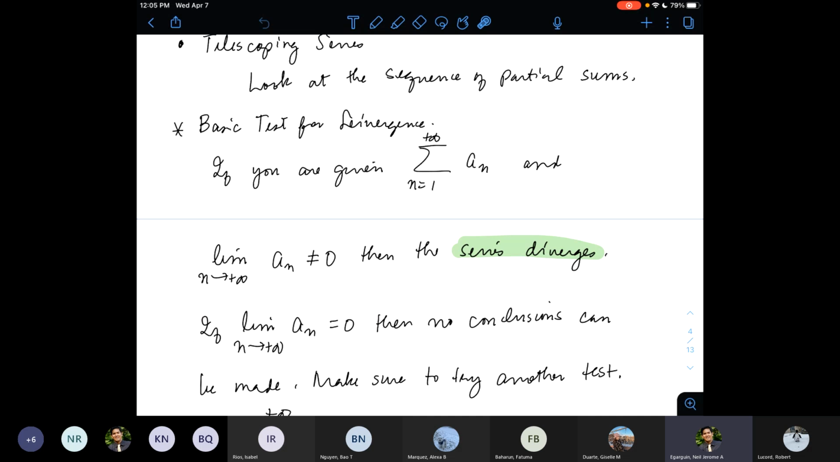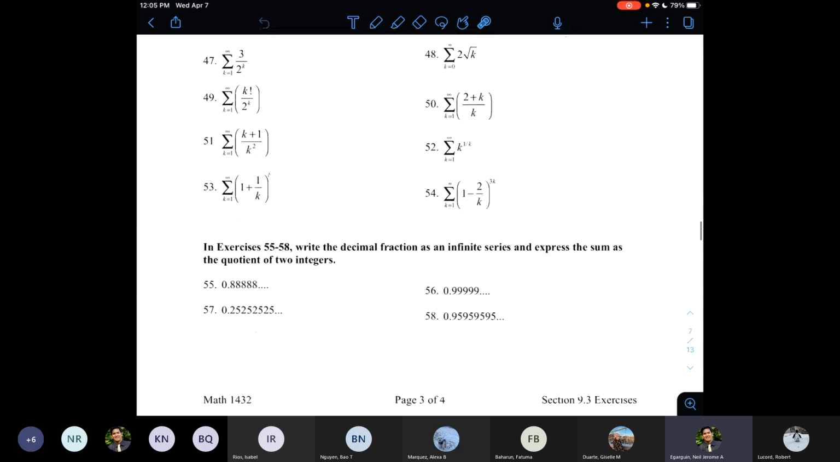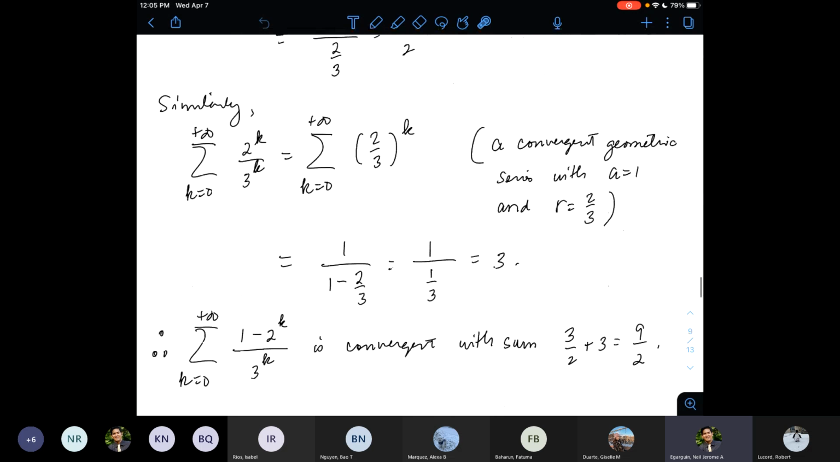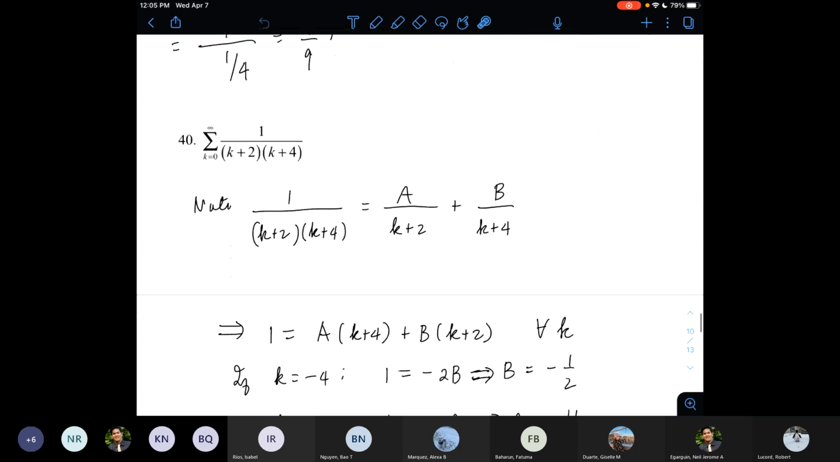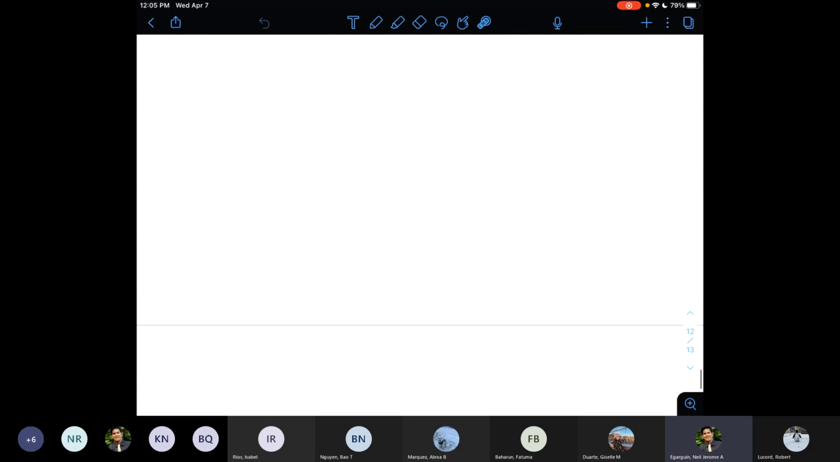So we'll illustrate that later, but let's review how to deal with telescoping series first. And I'll do so by illustrating Brian's example here. Though we did problem 40 last time, which is very similar. But just to recap, let's do this.